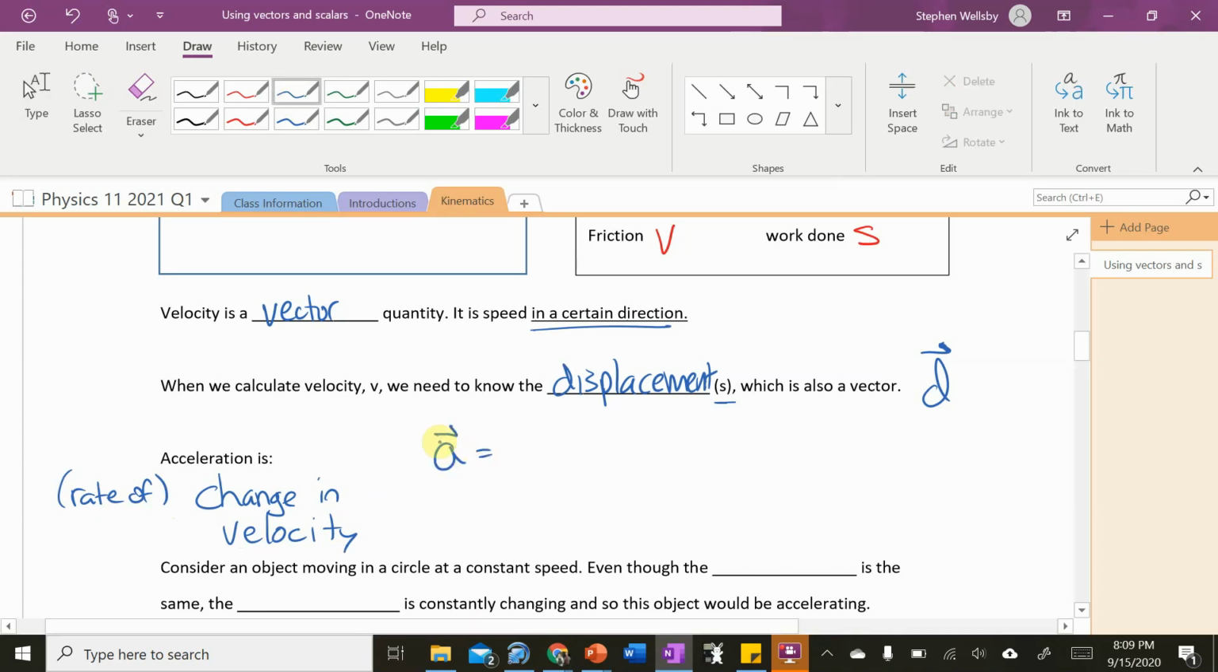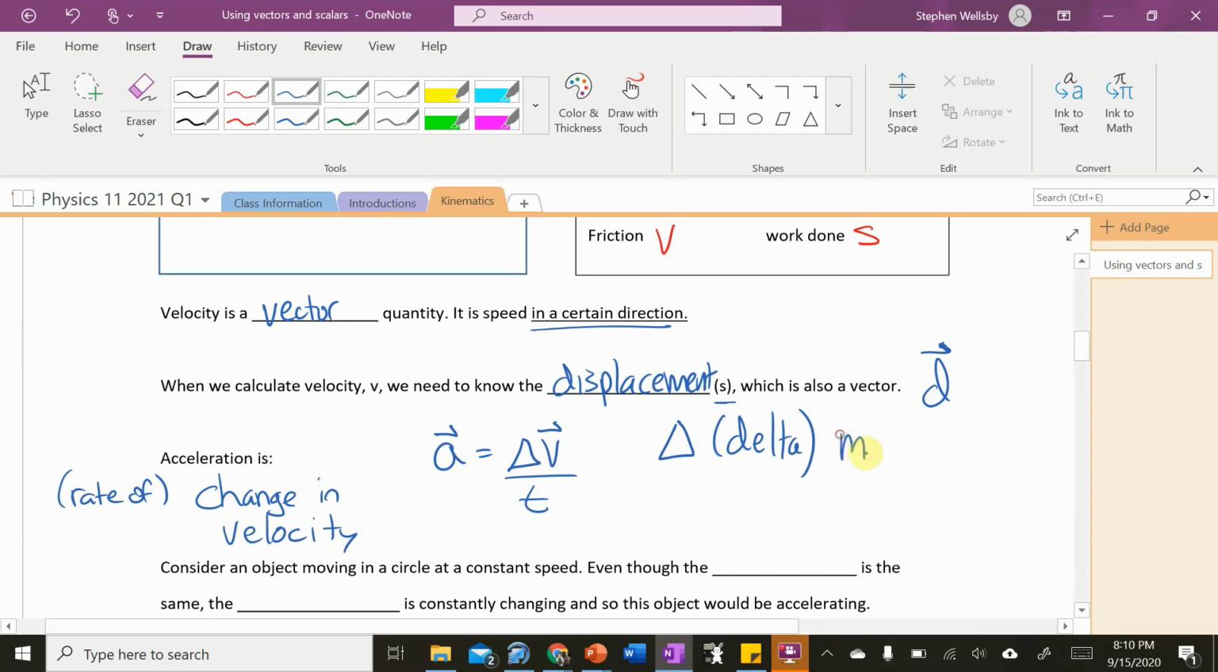So a, and I've drawn the a with this arrow to indicate it's a vector, is equal to delta v divided by t. Now v is also a vector, so I've drawn the arrow, but t is a scalar, so there's no arrow. Now, what is that triangle? The triangle is the symbol delta. This is the Greek letter delta, the capital letter delta, not the lowercase one, of course.